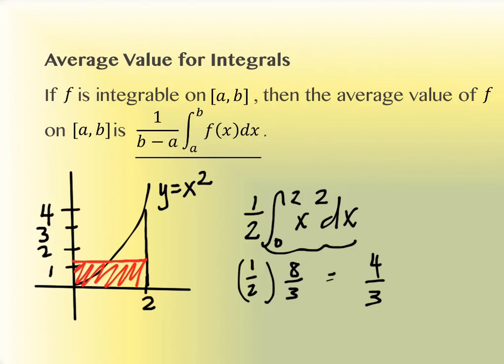So the only difference in finding the average value is this extra piece at the beginning, where you're really just dividing by the length of the interval, the difference between your x values. It writes it as a fraction of 1 over that instead of actually as division. Some textbooks will write it as division, but it's the same idea. Okay, that's the only difference.